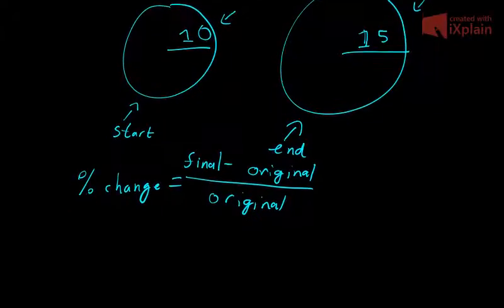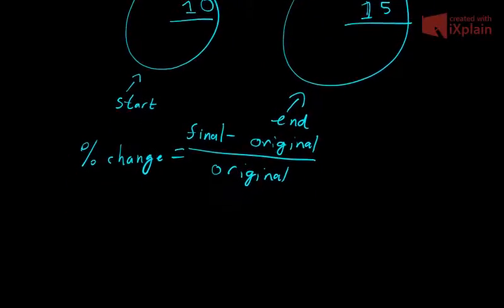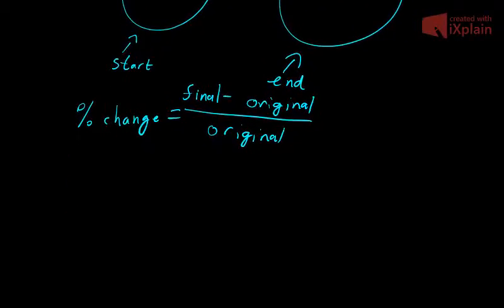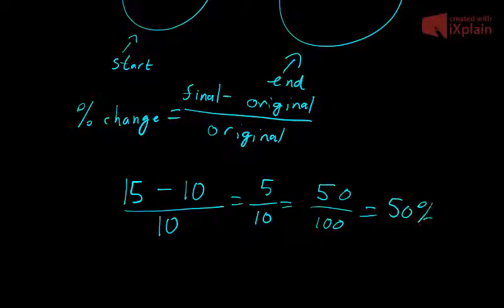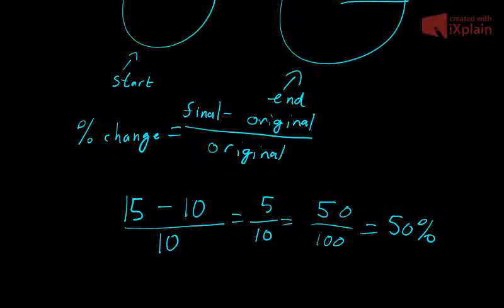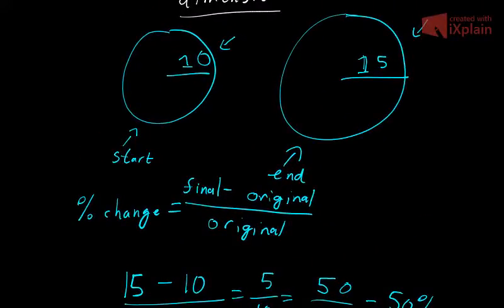So we start off with this 10-inch pizza, and we end up with a 15-inch pizza, and I want to know what the change is there. So my final would be 15 minus the original, which is 10, divided by 10, and 15 minus 10 would be 5 over 10. If I want a percent, I want to make it over 100, which would be 50 over 100. That would be 50%, just like that. So right now I'm thinking this second pizza, by the radius, is 50% bigger.